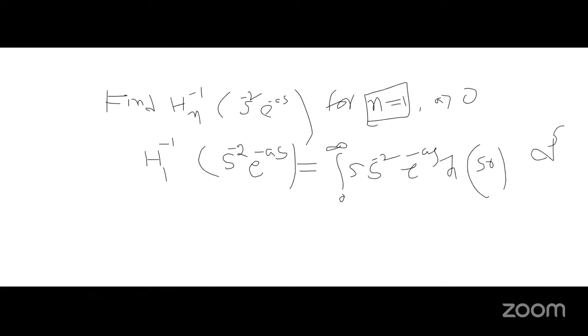Okay. Now here s into s power of minus 2. So completely we are taking 0 to plus infinity. s into s power of minus 2 becomes 1 by s. So 1 by s into e power of minus as, j1 of sr into ds.